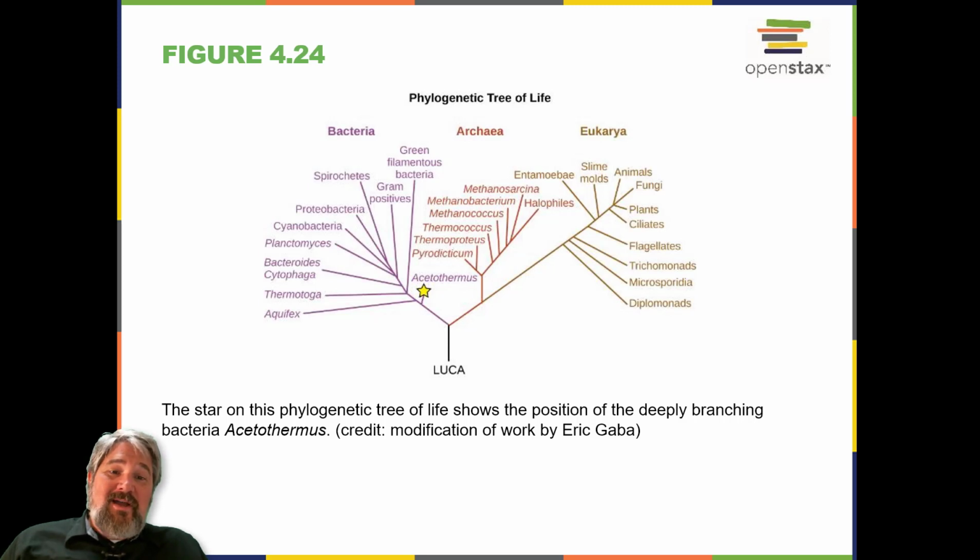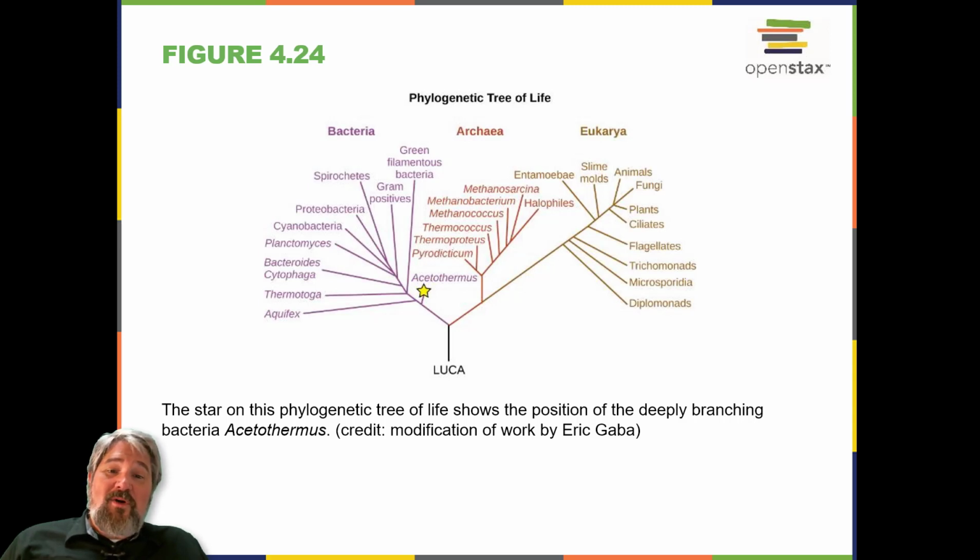The deeply branching bacteria may provide clues regarding the structure and function of ancient and now extinct forms of life. We can hypothesize that ancient bacteria, like the deeply branching bacteria that still exist, were thermophiles or hyperthermophiles, meaning that they thrived at very high temperatures.